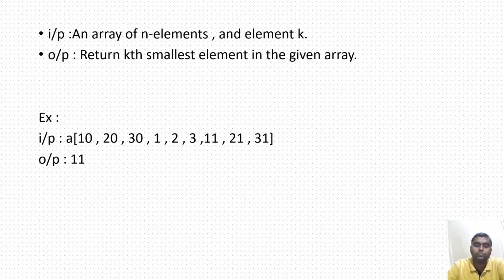The very first one is the selection procedure. So what is the selection procedure? According to the problem in hand, the input is an array of n elements and an element k. The expected output is to return the kth smallest element in the given array. Take as an example an array which has 10, 20, 30, 1, 2, 3, 11, 21, 30. These are 9 elements, and one more element is given.